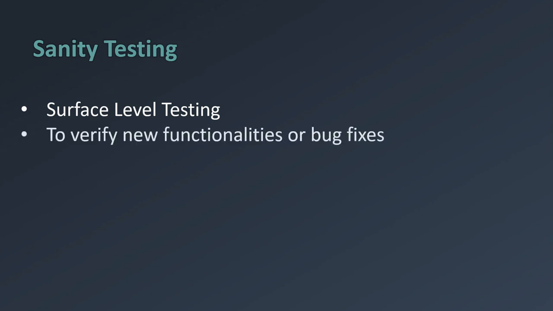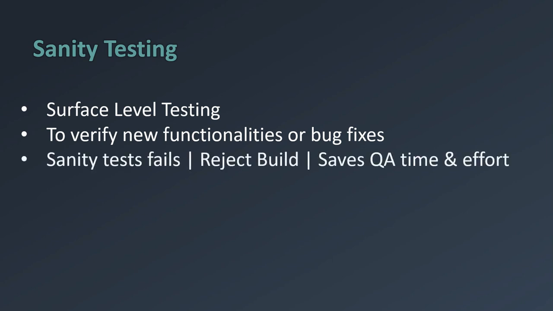Now let's talk about sanity testing. Sanity testing is also called surface level testing, and it is done to verify a new functionality or a bug fix in a build, and it checks that the build is stable for further testing. So if anything is wrong with the new functionality or with the bug fix, it can be rejected right there and it's not sent for further testing, and the QA team does not have to invest their time and effort and does not waste any time in testing this build.